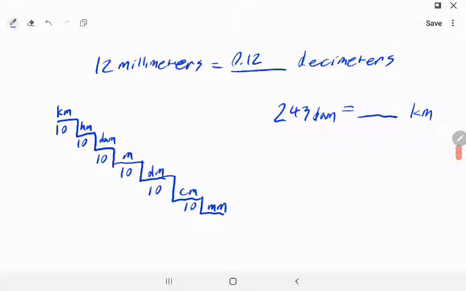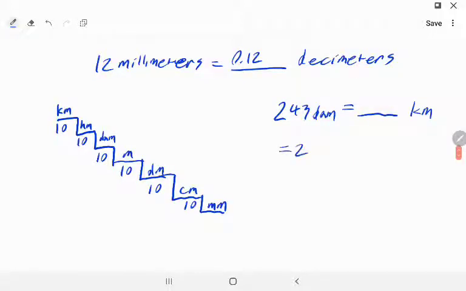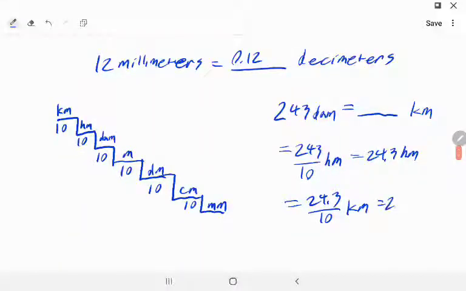So we notice that, for instance, for 243 decameters to kilometers, we have to say 243 divided by 10 to get to hectometers, and that's going to be 24.3 hectometers. Then we can say that's going to be 24.3 divided by 10 kilometers, and so we get 2.43 kilometers out of that 243 decameters.